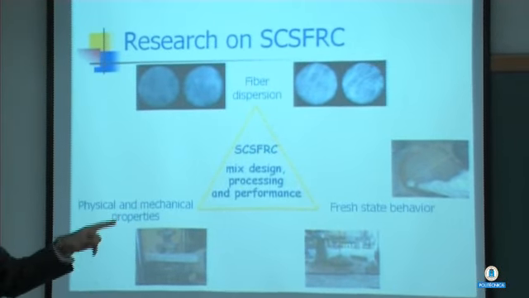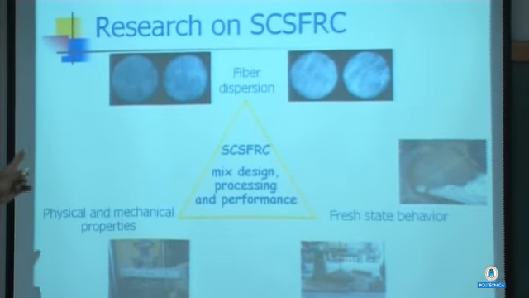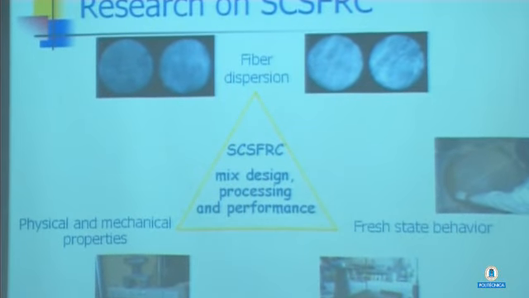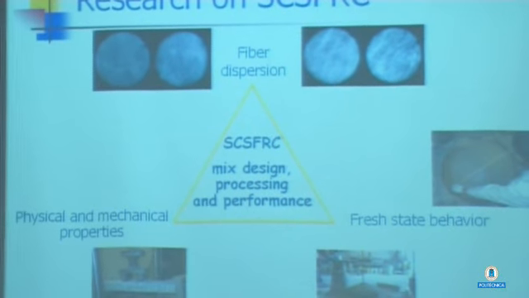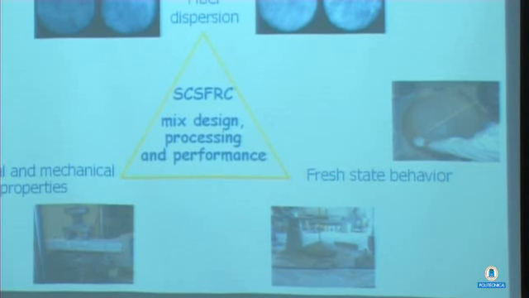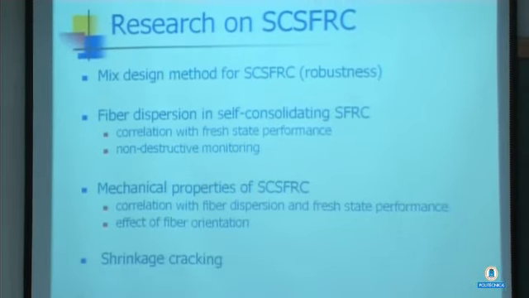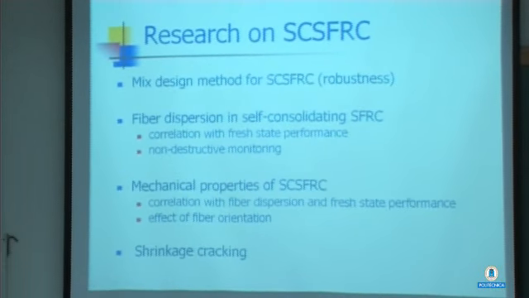Basically, we approached the problem according to what we call a holistic approach to the design of structures with self-consolidating fiber reinforced concrete. There is a mutual interaction between the fresh state behavior, which we can control through a suitable mix design procedure, the fiber dispersion, and the final influence on the physical and mechanical performance. All these features contribute to the final performance of the structure we are going to design, also through the design of the processing and of the casting process. So basically we focused on these different aspects.